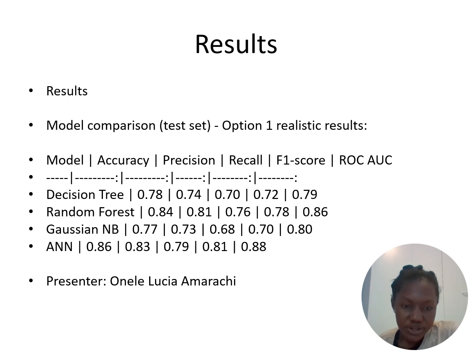Random forest: accuracy 0.84, precision 0.81, recall 0.76, F1 score 0.78, then ROC AUC 0.86. Gaussian NB: accuracy 0.77, precision 0.73, recall 0.68, F1 score 0.70, ROC AUC 0.80.